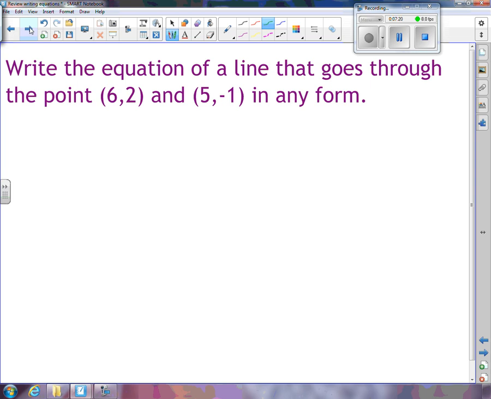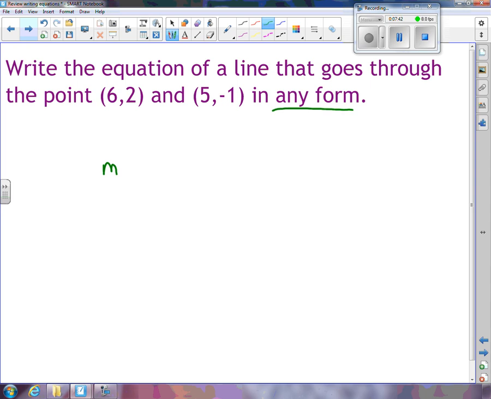Here I want to write the equation that goes through 2 points, the point 6, 2, and then the point 5, negative 1. And the equation can go in any form that I want. If I'm given 2 points, it's always easiest to go in point-slope form. But here I'm not given a slope. So the first thing you have to do is find the slope.